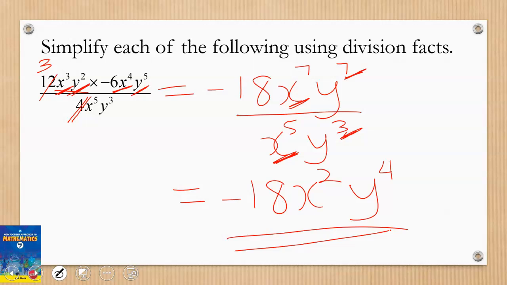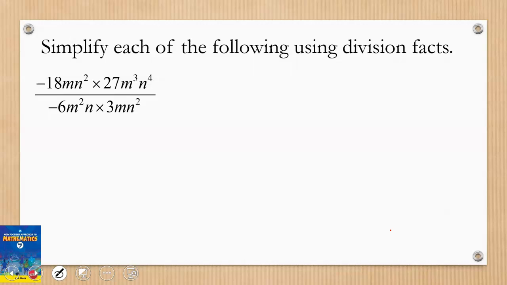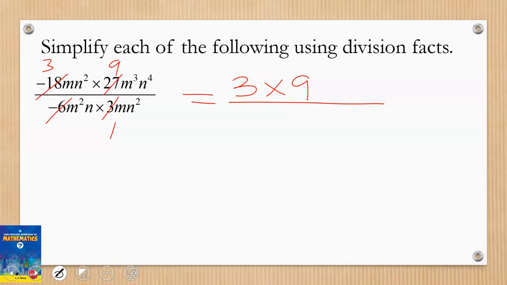Good. Maybe let's try the last one. The final one. Simplify each of the following using division facts again. Once again, instead of multiplying 18 times 27, which is huge, we just do the division. We can see that this negative 6 will divide itself 1. Negative 6 will divide negative 18 as positive 3 because negative will cancel negative. Good. So at the numerator side, we have 3 here. Then this 3 can divide itself 1 and divide 27 as 9. So we have numerator times 9. Denominator, we don't have any number again.